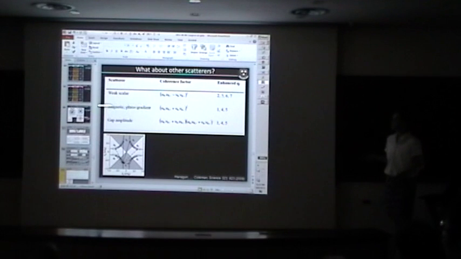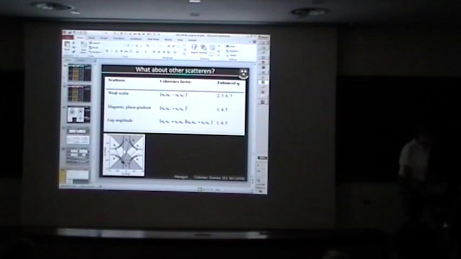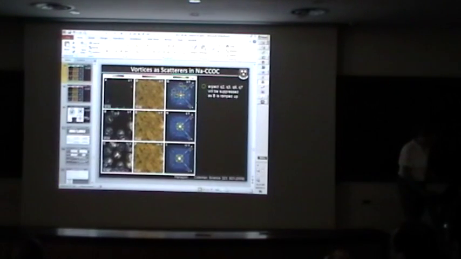Yeah, it's the magnetic phase gradient lumped together. So it's basically treated as a phase vortex, zero core, just phase winding. That's the way it's analyzed. It's just the same coherence factor for both things.